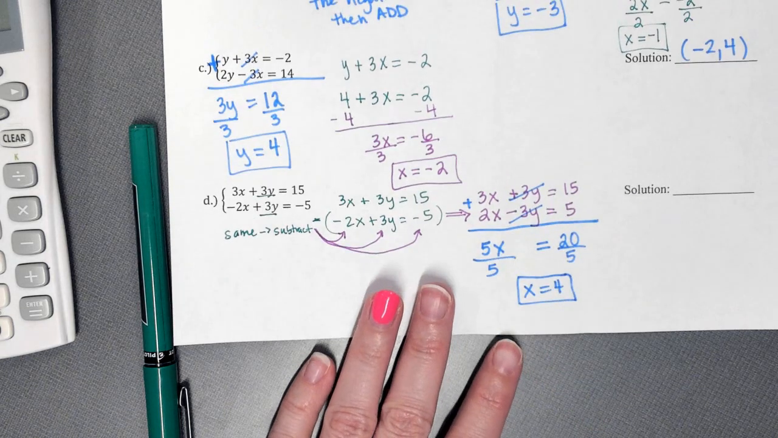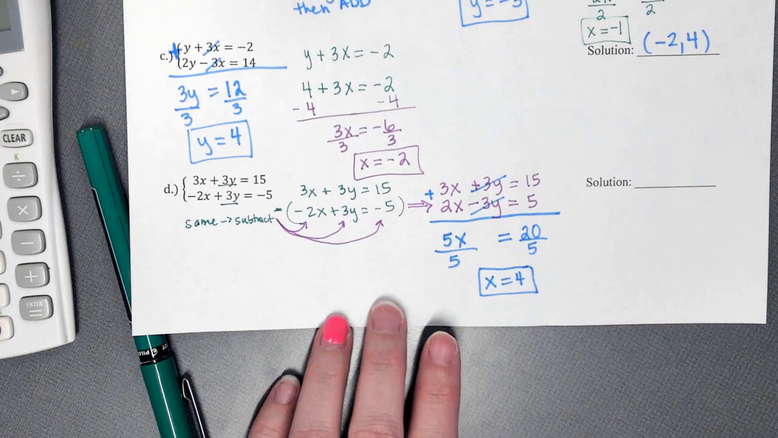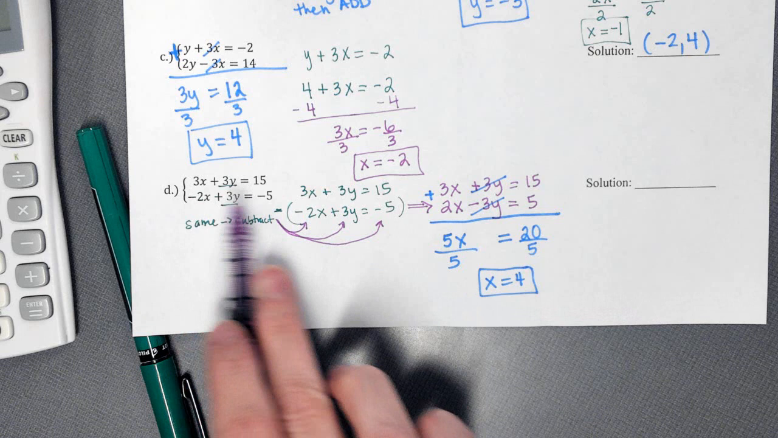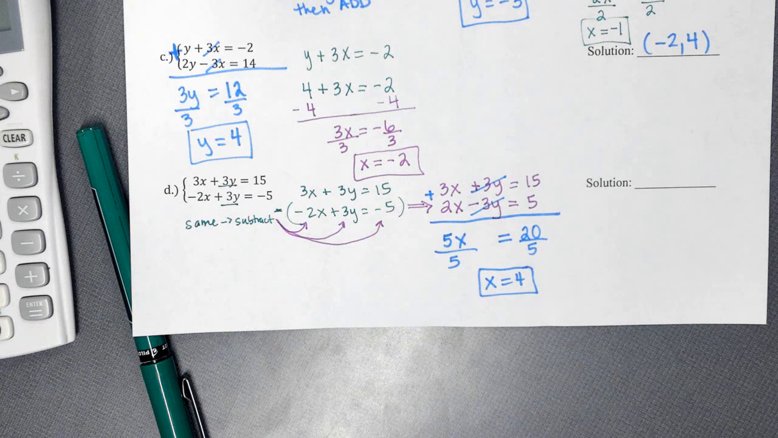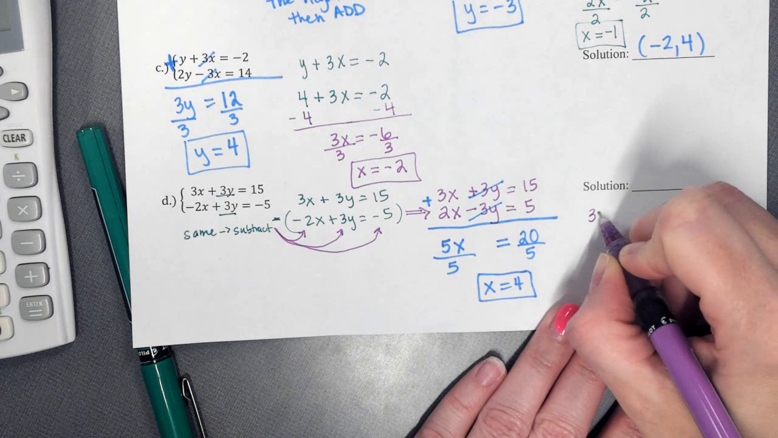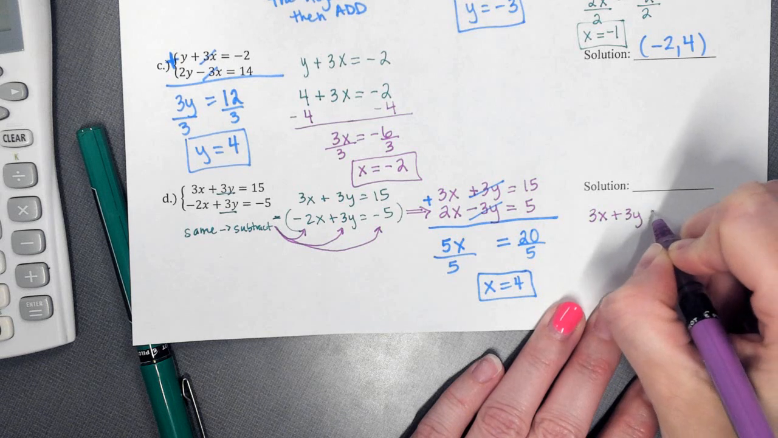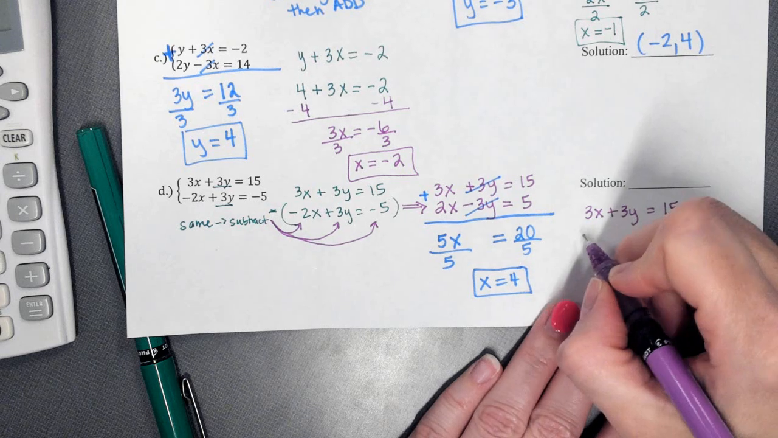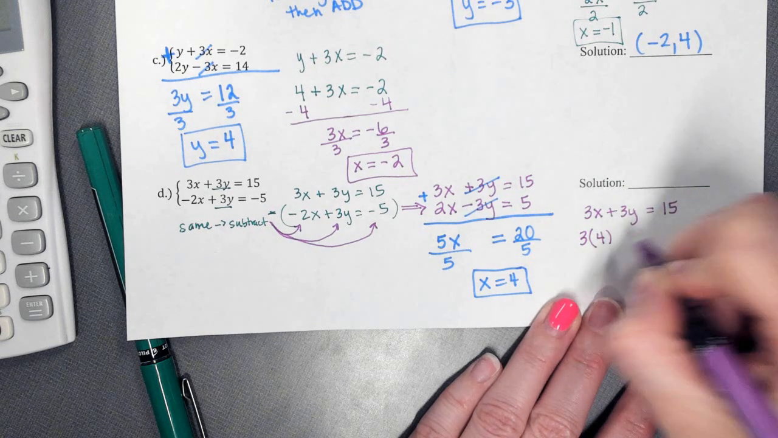All right. And then Bree, can you tell me what to do next once you found x? How to find y? Yeah, can you tell me how to find the y once you know what x is? Yeah, plug it back into the equation. Do you have one that you like better than the other, the top one or the bottom? Okay, we'll just do the top then. Okay, so again, you can plug it into either one. So we're going to use the top one, 3x plus 3y equals 15. Okay, so 3, and instead of x, you're going to plug in 4.